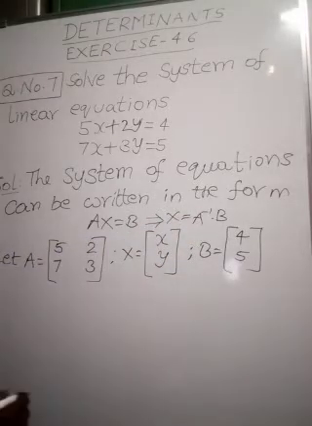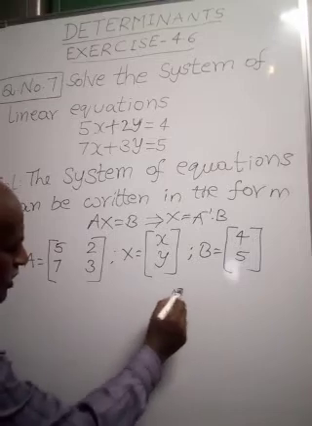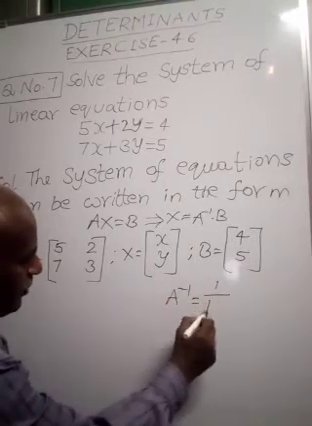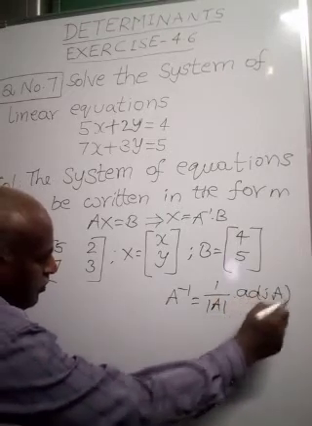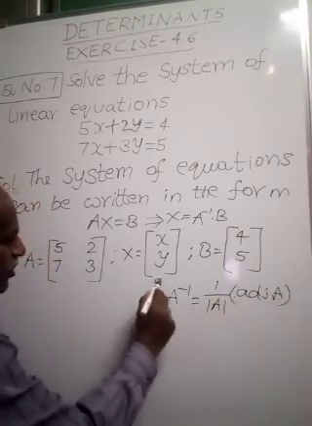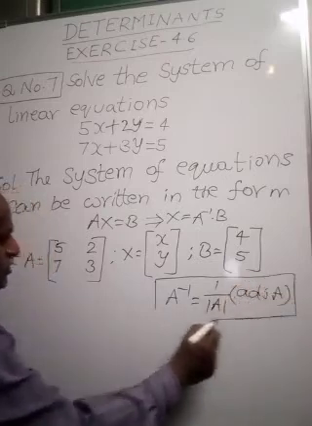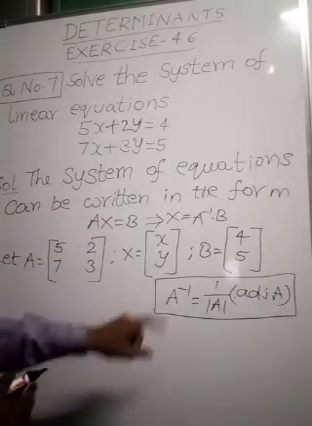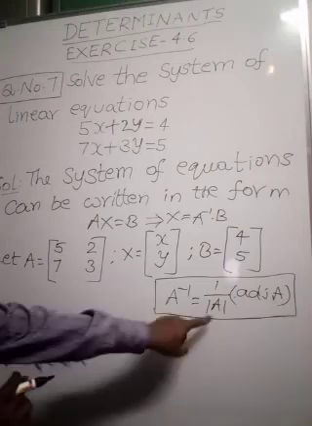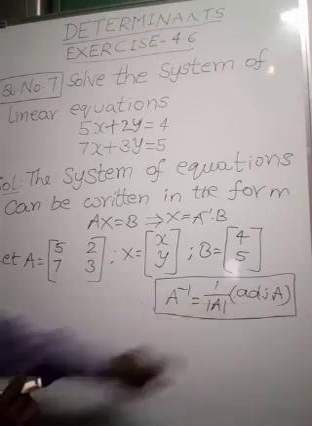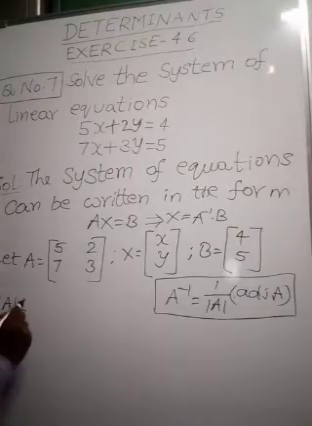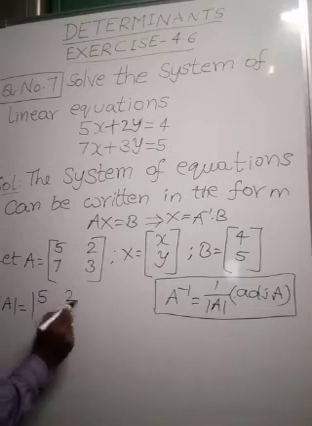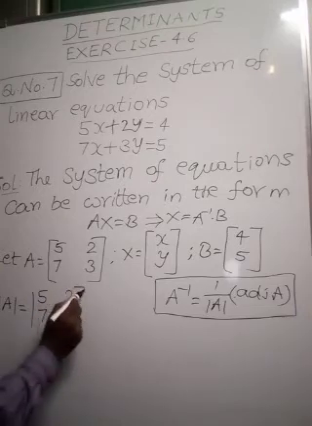How do you find A inverse? There is a formula. What is the inverse formula? A inverse is equal to 1 by det A into adjoint A. This is the formula for finding A inverse. So in this, what should we find first? Det A. After that, adjoint A. Now let us find det A. Det of 5, 2, 7, 3.